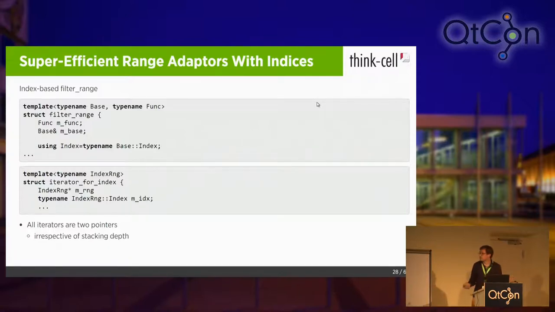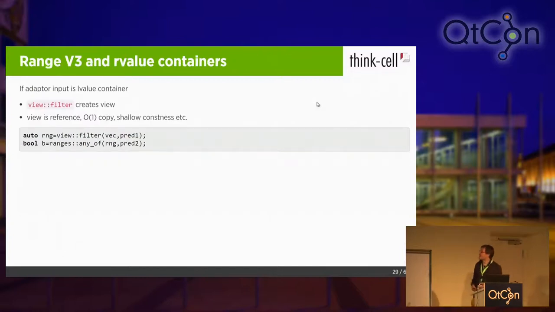And then you use our little wrapper iterator for index, and now all the iterators you build on these huge stacks are all just two pointers, basically. The iterator of the vector and a pointer to the range object, the outermost range object. Okay, that's quite nice. Let's go to another difference between what's basically proposed for standardization and what we are doing.